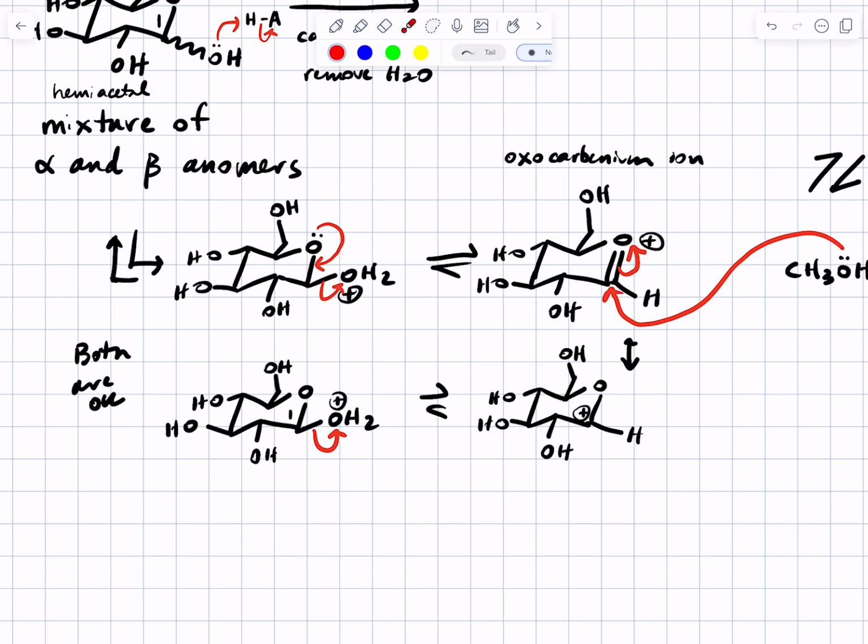That both of these are okay. So you'll see a mechanism like this in your text. That's fine. You can also draw it like this. That's fine too. Don't be confused. They're both identical.